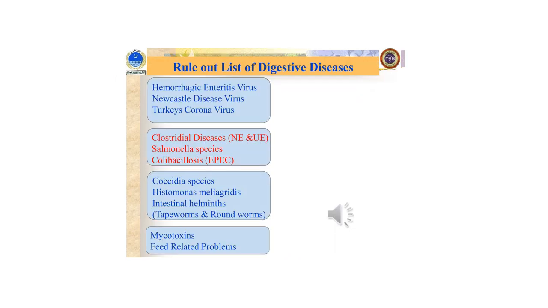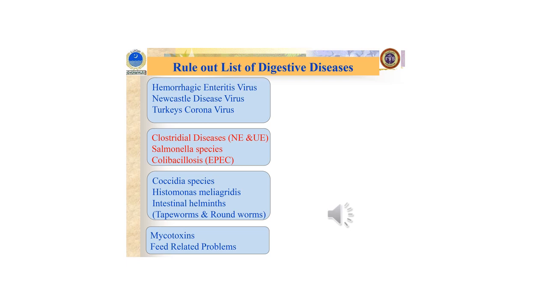On the basis of these gross lesions and signs, you will rule out a list of diseases. If I recall enteric health related viral issues, very important are hemorrhagic enteritis virus, Newcastle disease virus, which also leads to lesions as we have observed, and turkey coronavirus, which leads to coronavirus enteritis in turkeys. And among bacterial diseases, these are most important regarding gut health: clostridial diseases, necrotic enteritis and ulcerative enteritis caused by Clostridium perfringens type A and C. Then Salmonella also leads to very important enterocolitis, and enteropathogenic E. coli also leads to enteritis in birds.